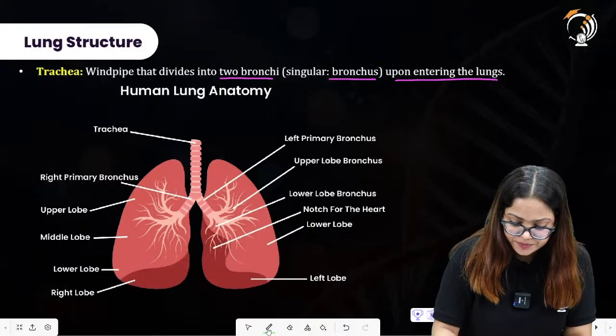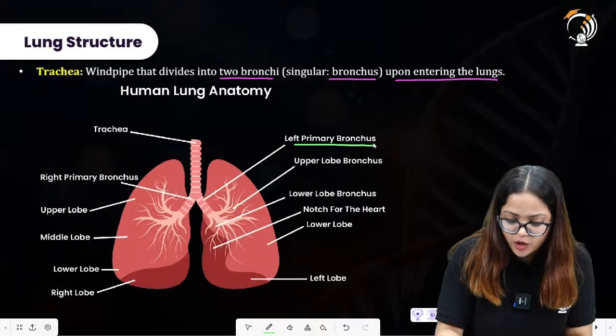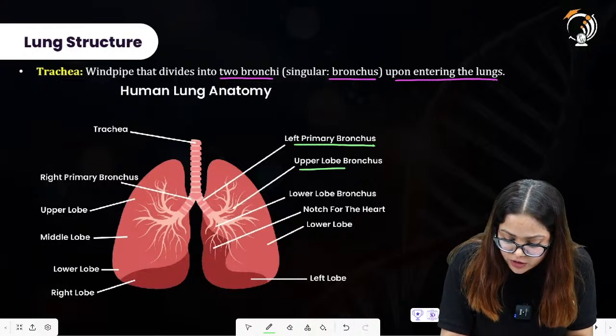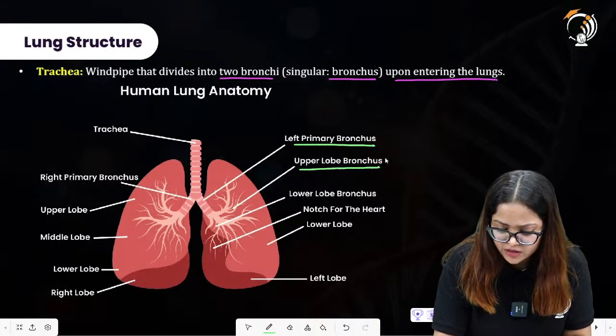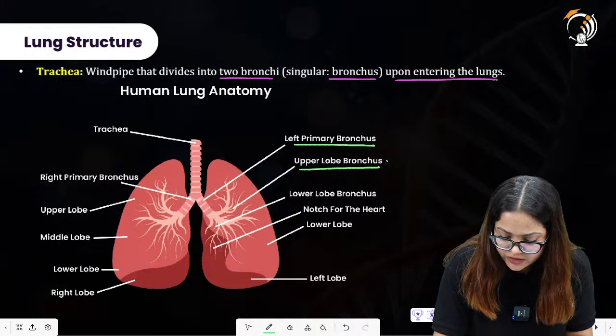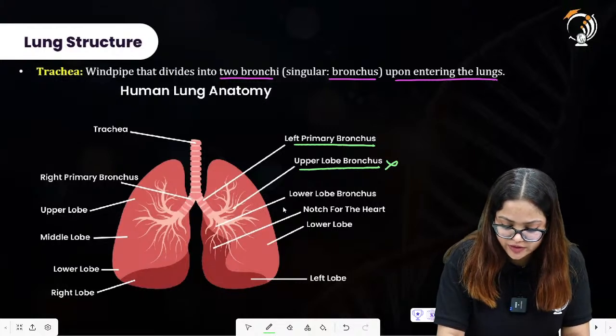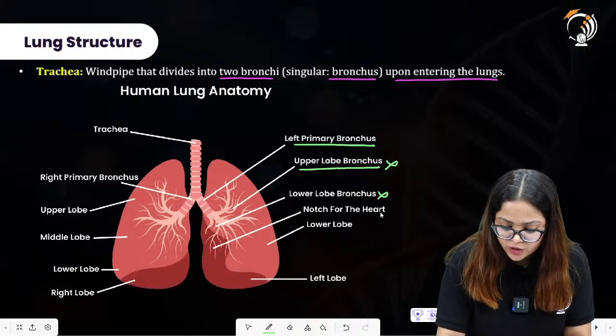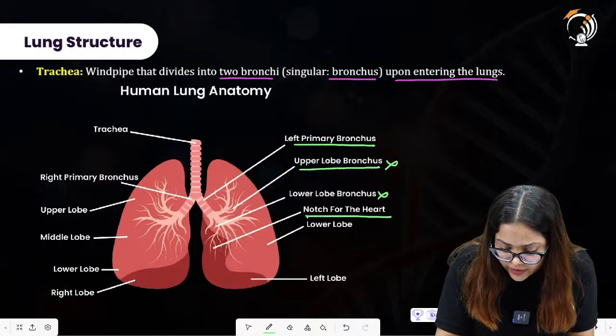All right. This is the left primary bronchus. This is the upper lobe bronchus. You can also exclude this one. This is of no use over here. This is also the notch for the heart. Yes, this is quite important.